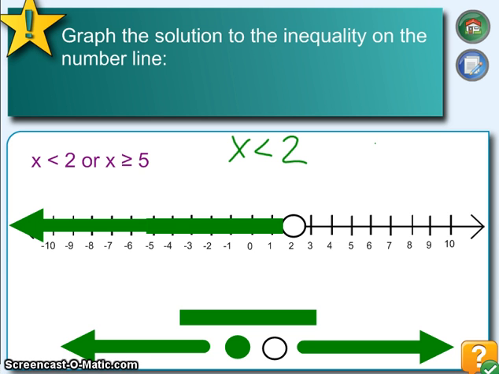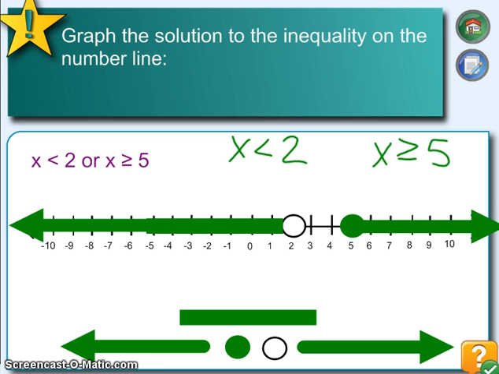Now we need to take a look at x is greater than or equal to 5, because that's another option for you to win. We have an equal to in this case, so I'm going to put my solid circle, and then I'm going to shade the numbers that are larger than 5. So hopefully you see you've got a very good chance of winning if this is indeed the game, because we've got lots of numbers that satisfy the compound inequality x is less than 2 or x is greater than or equal to 5.